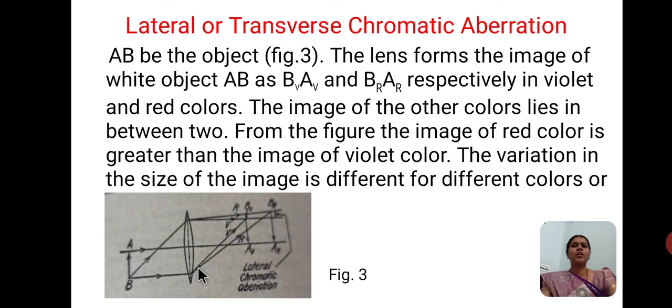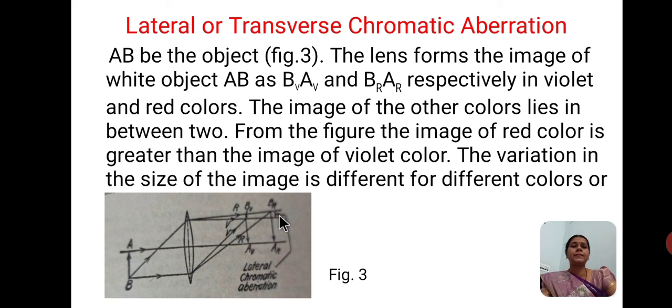So now the lens forms the image of the white object AB as BV AV and BR AR. This one is for the violet color and this one is for the red color. The images of the other colors lie between these two points here. So from the figure, the image of the red color is greater compared to the image of the violet color. Which means there is a variation in the size of the images, and the size of the image is different for the different colors or wavelengths here. So the variation in the size of the images, that we call lateral chromatic aberration.